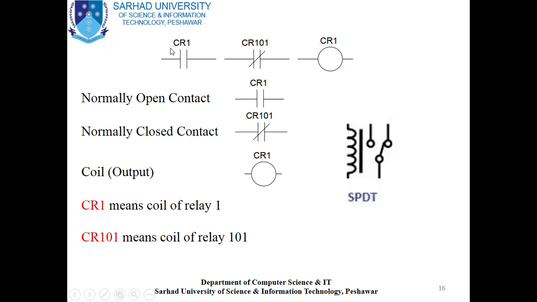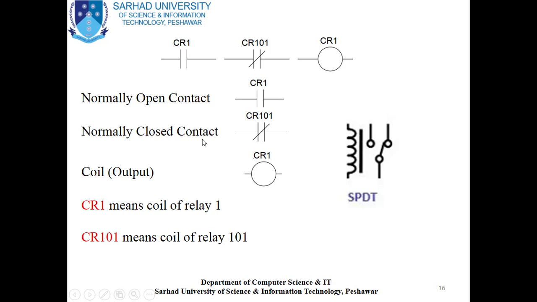Here you can see the normally open contact. This is the normally open contact. The normally open contact is like a capacitor, but this is not a capacitor. It seems like a capacitor. In this case, it is called normally open contact, which is represented by CR1.